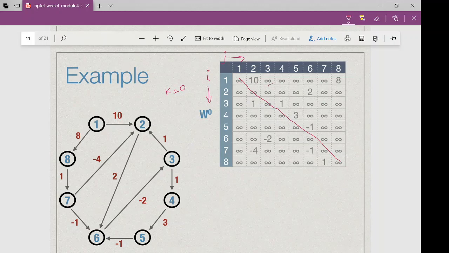So basically W0 is just a replica of this particular graph where the entries show direct edges, the weight of the edges between them. So you can see 5 and 6. From 5 to 6 there is an edge with -1 weight, so we have filled that as an entry. Okay, so this is W0.